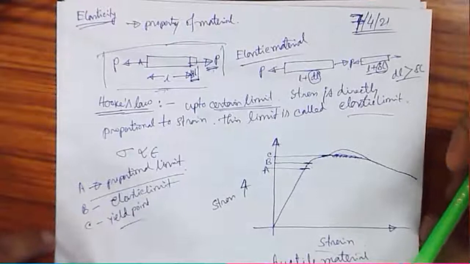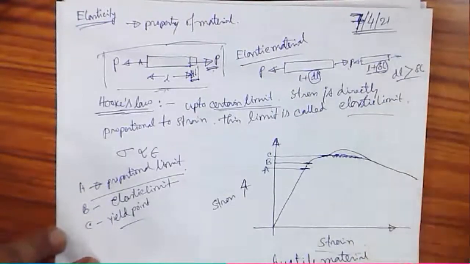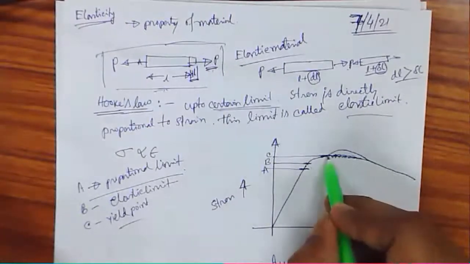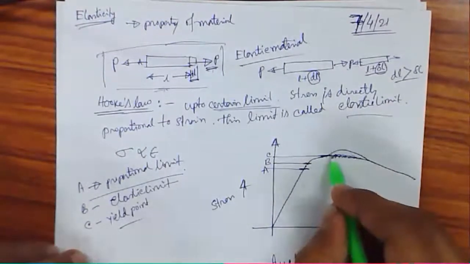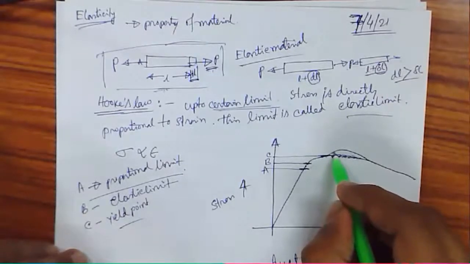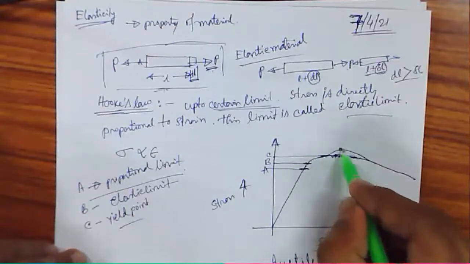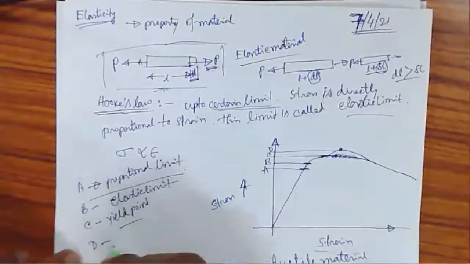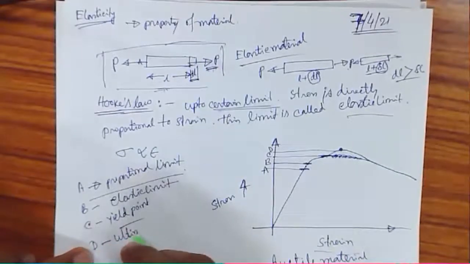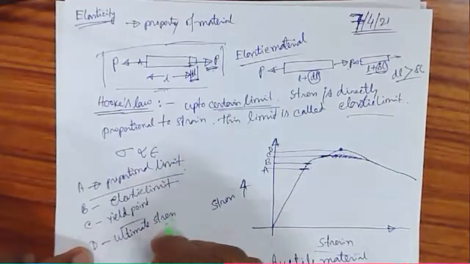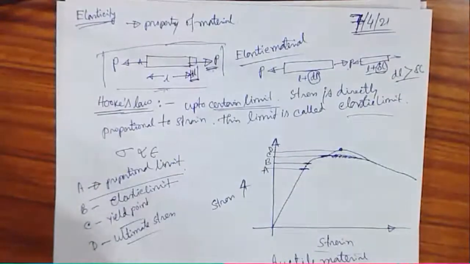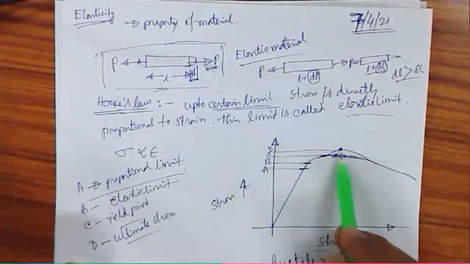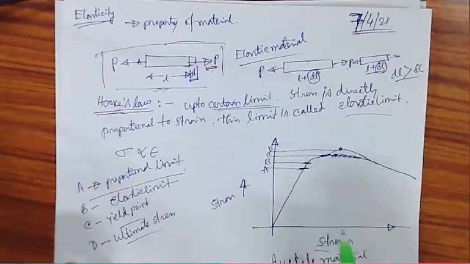So in strain hardening, the object becomes much stronger. Because of the strain hardening, the object can withstand more stress up to this point, which is called D, and D will be called ultimate stress. This is called ultimate stress. Whenever you cross this limit of ultimate stress, what happens?